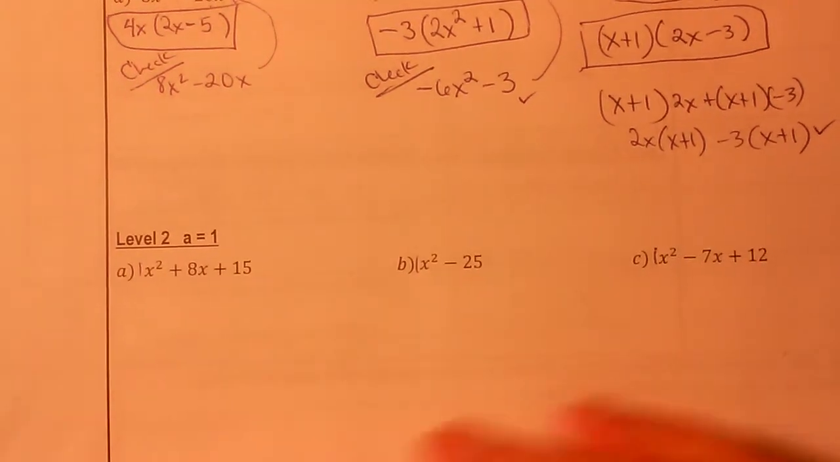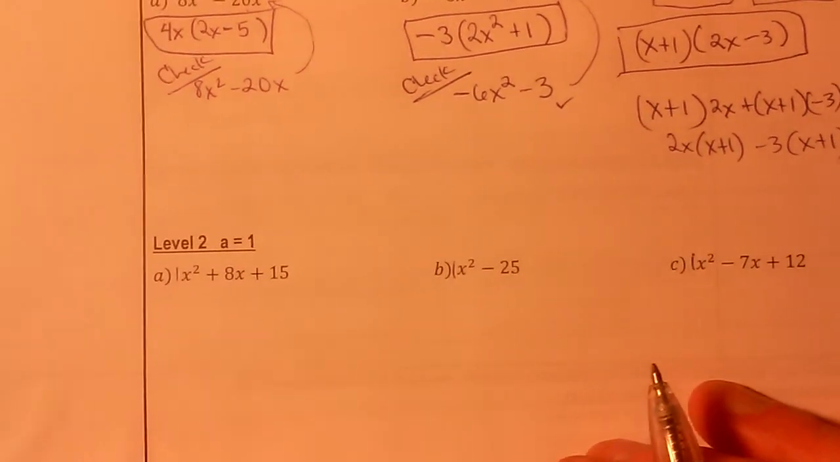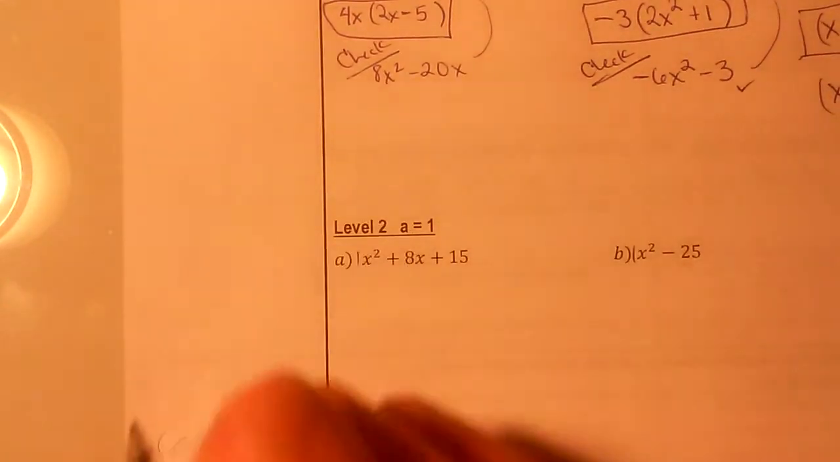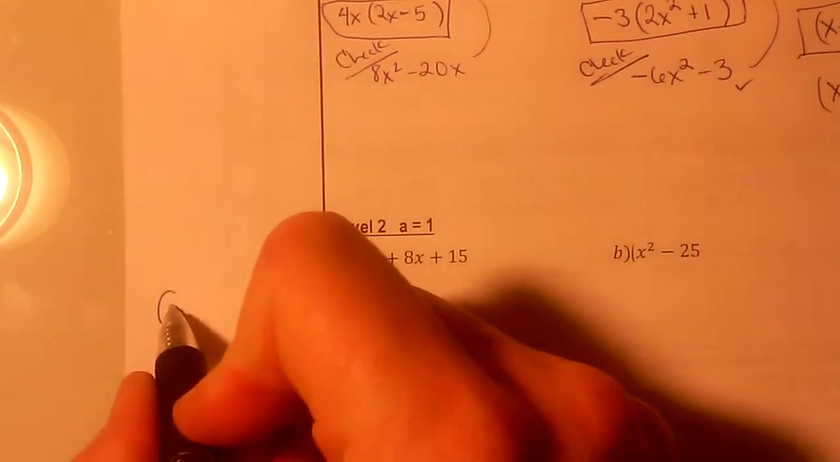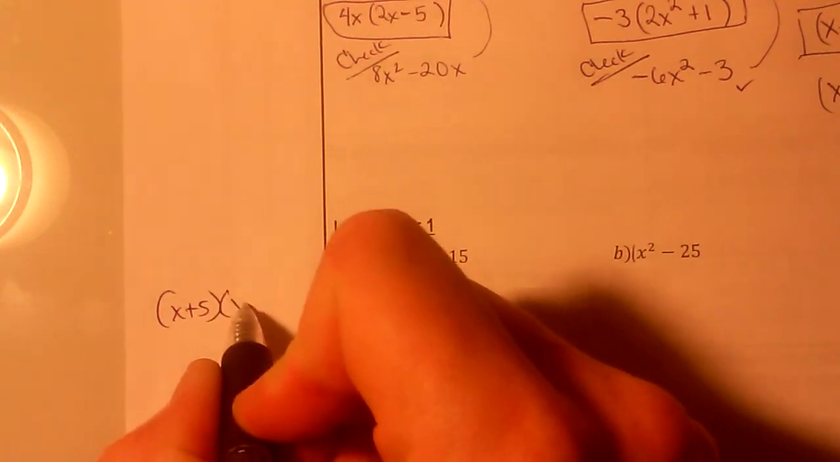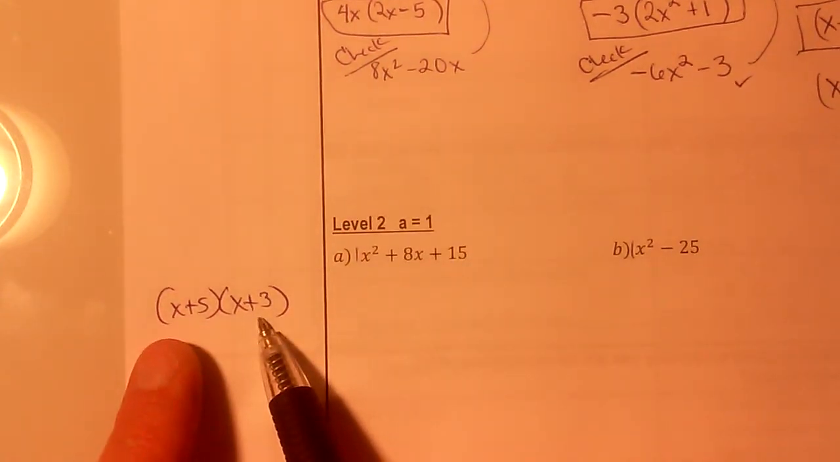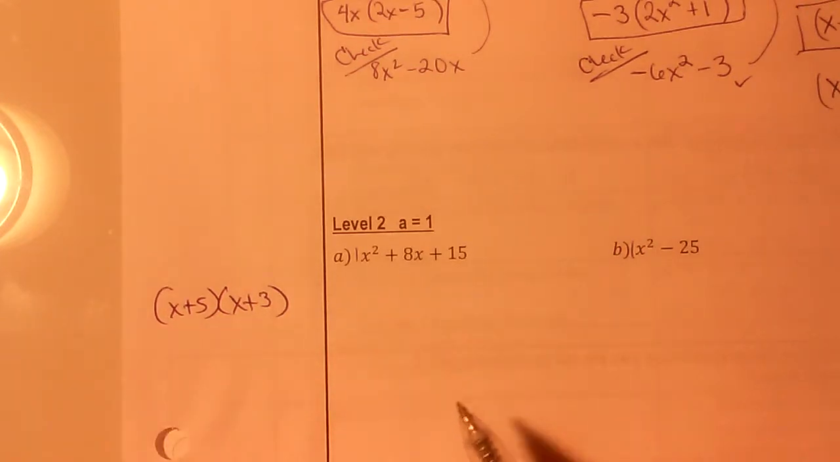Okay, so maybe I'll just tell you what the answer is. All right, the answer here is, and we'll work backwards, x plus 5 times x plus 3. These are more complicated because we have two binomials as our result, as the factors.